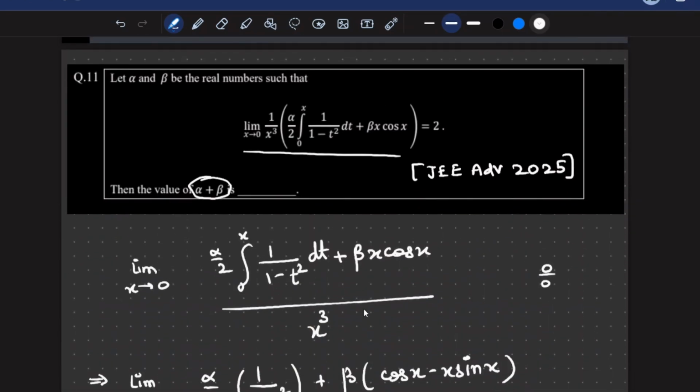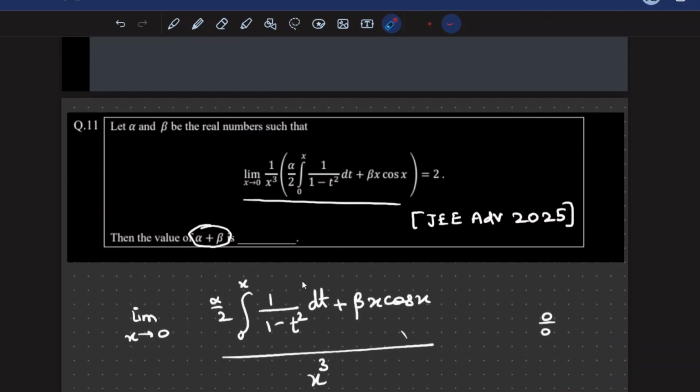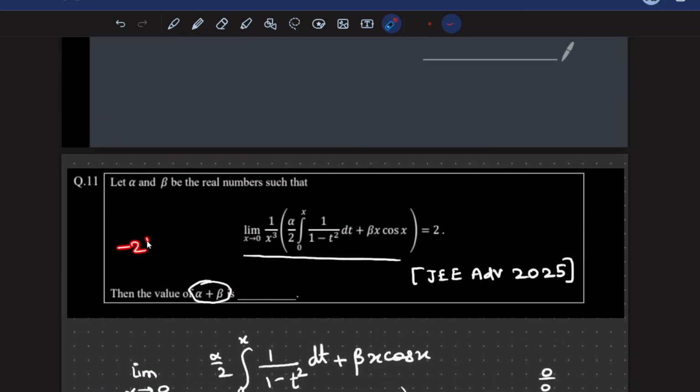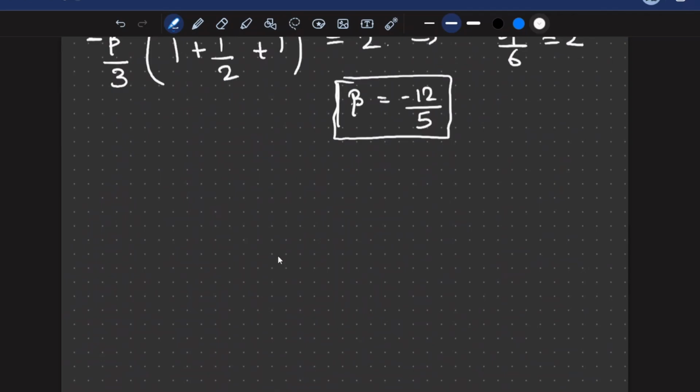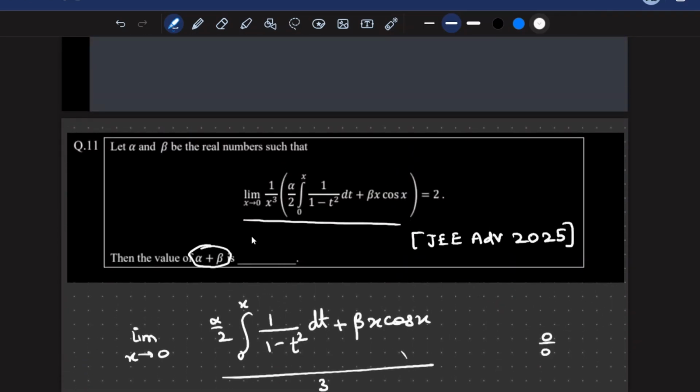Now that this is done, let us come to the final answer. I have to calculate the value of alpha plus beta, but I know from over here that alpha is equal to minus 2 beta. So when I find the value of this expression, it will be minus 2 beta plus beta, which is equal to minus beta. So what will be the answer here? The answer over here will be minus beta. What is the value of minus beta? We calculated the value of beta here. So the value of minus beta is going to be minus minus 12 by 5, I mean 12 by 5, which is equal to 2.4.